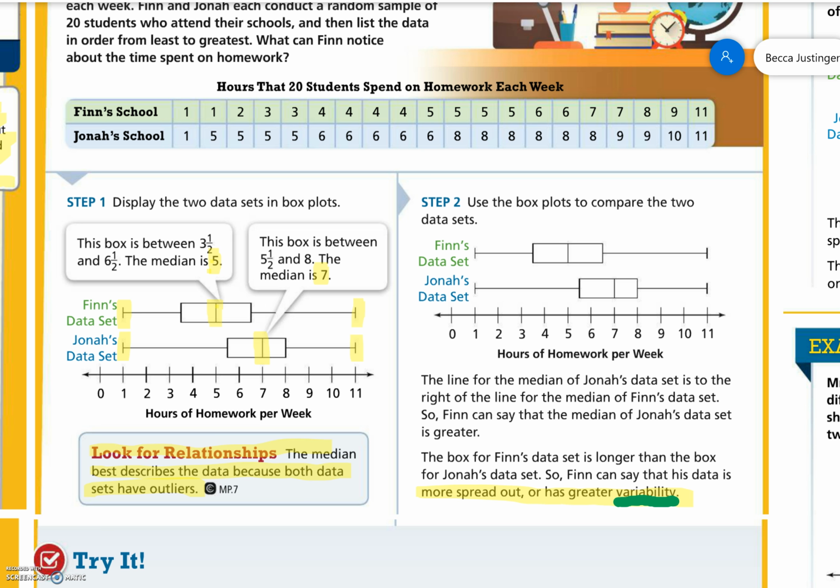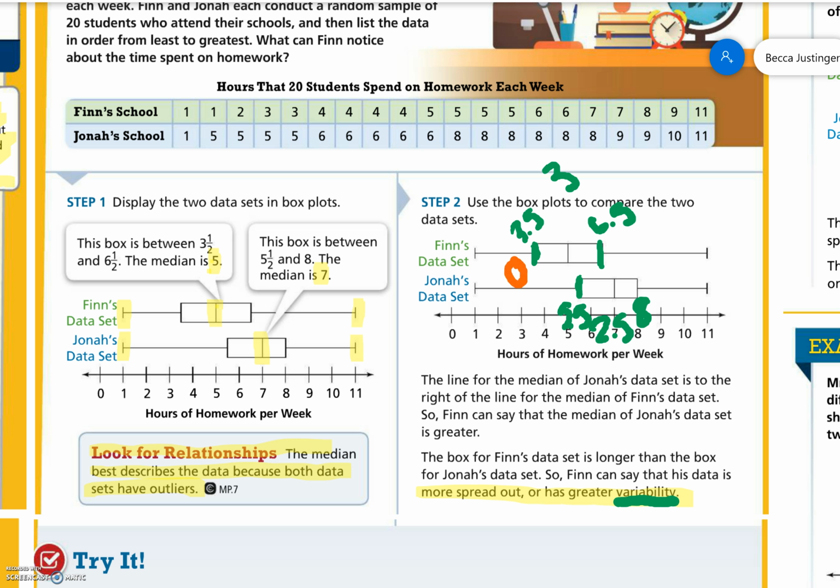Variability is how spread out the data is, how wide the options are for the hours. Finn's data set goes from about 3.5 to 6.5, so the box is 3 long. Then Jonah's data set goes from 5.5 to 8, which is only 2.5 long. So the box is bigger for Finn's data set, so Finn's has a greater variability. It's wider spread data. This is called the interquartile range.